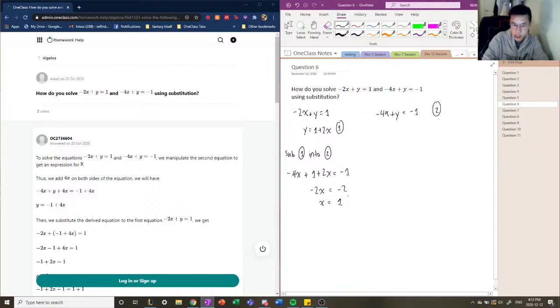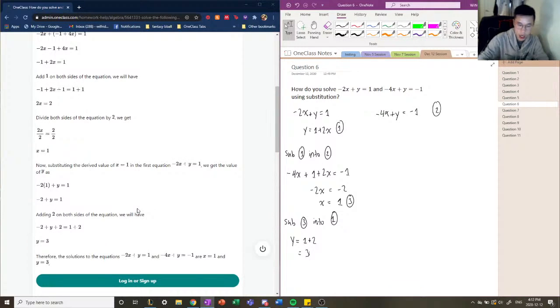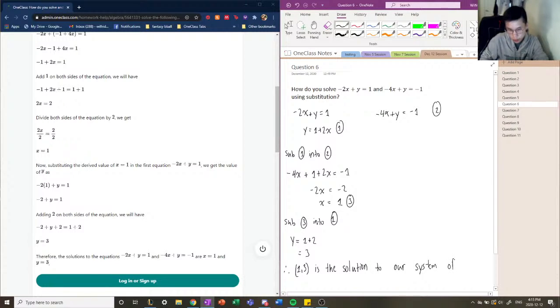However, we still need our y, so I'm going to label this 3, and we're going to sub 3 into 1 to solve for y. Okay, so if I sub 3 into 1, we get y equals 1 plus 2, which equals 3. Okay, so now we have found our point of intersection. Therefore, 1 and 3 is the solution to our system of equations.